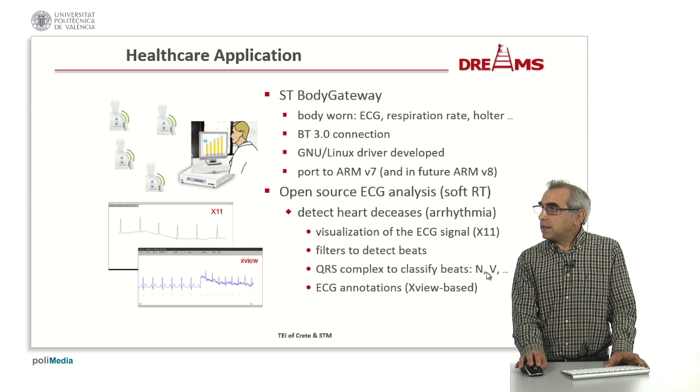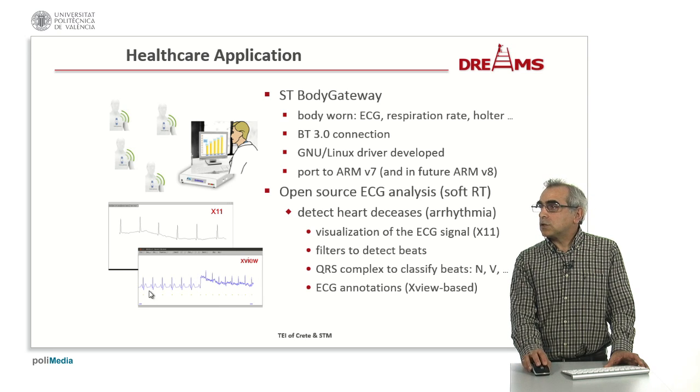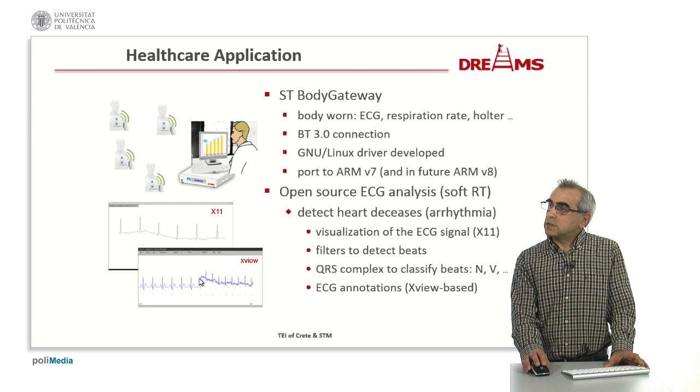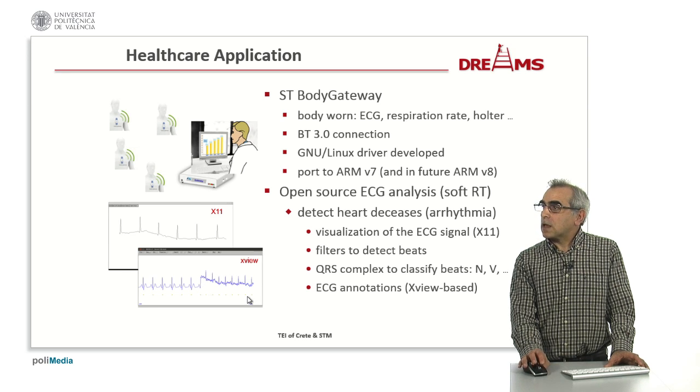The N and V are the different classifications that we use to annotate our ECG signal and provide a real nice picture of the actual training part of the ECG signal, followed by the actual signal from the patient. So we are able to annotate and provide indications whether there is something problematic.